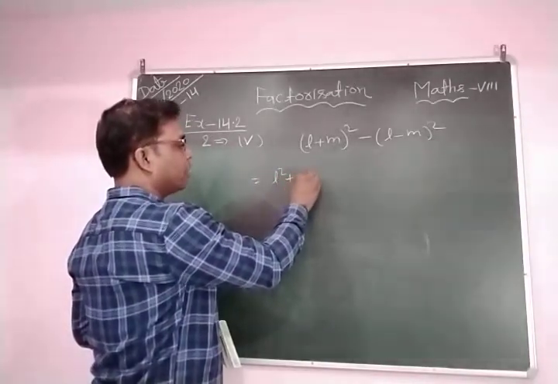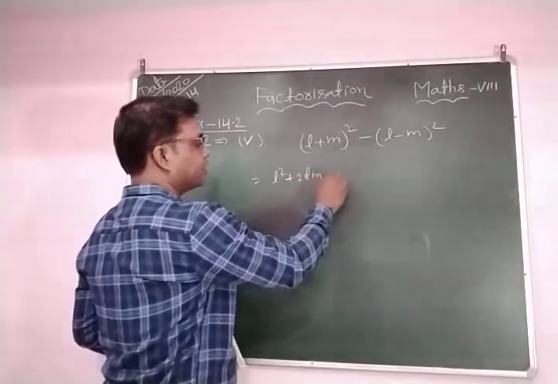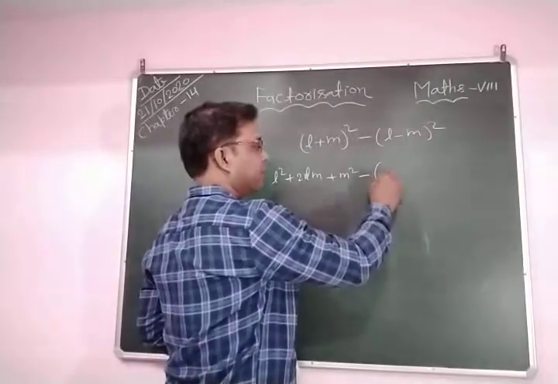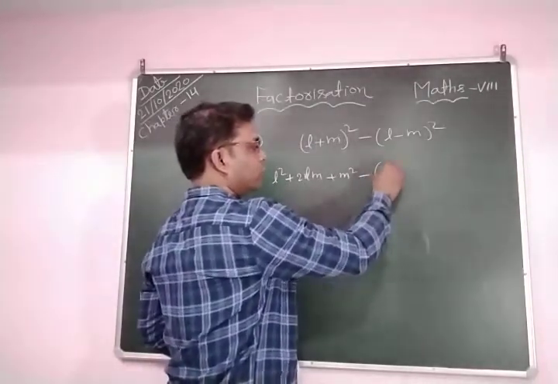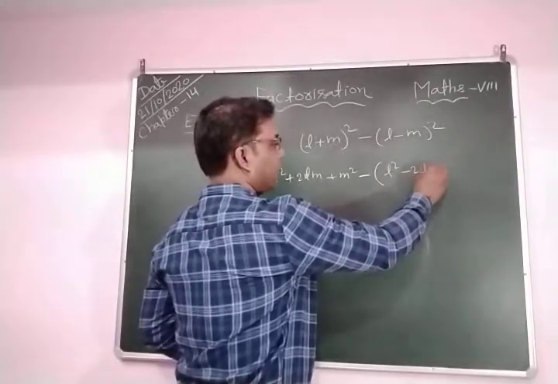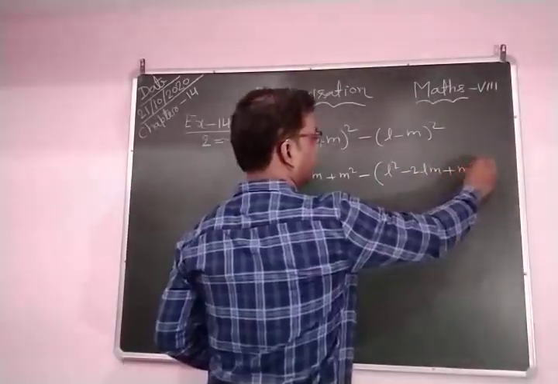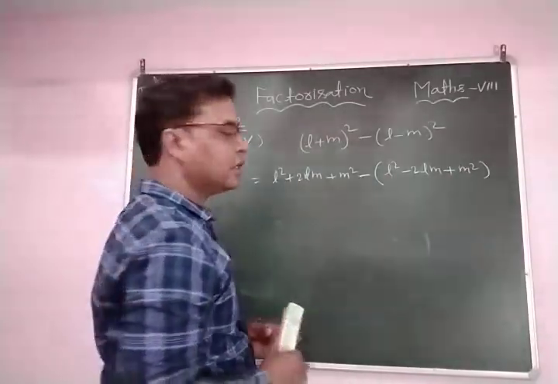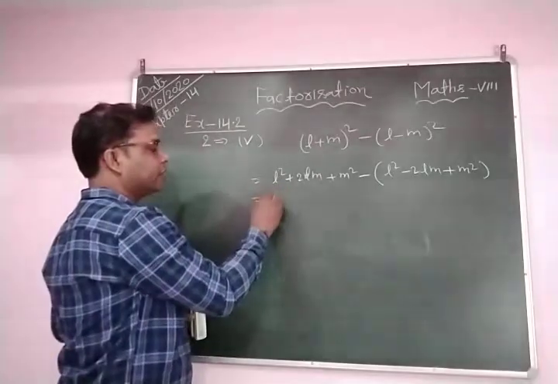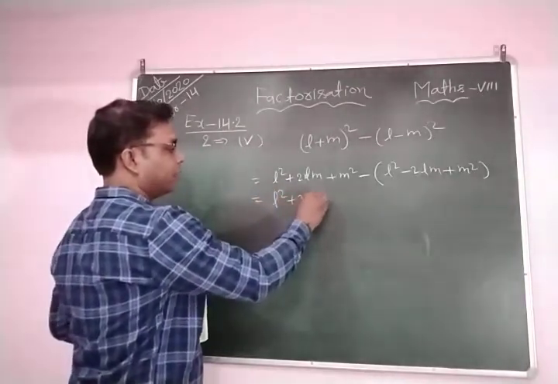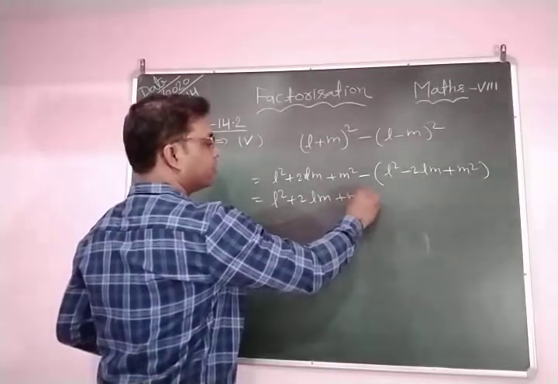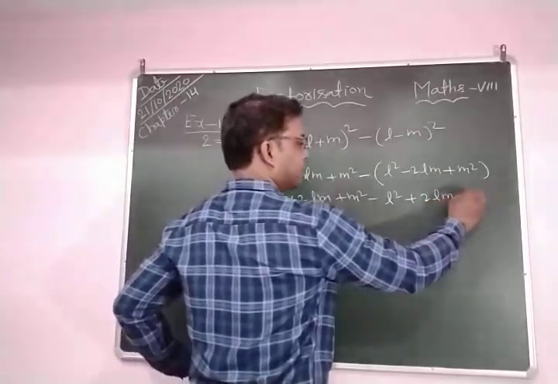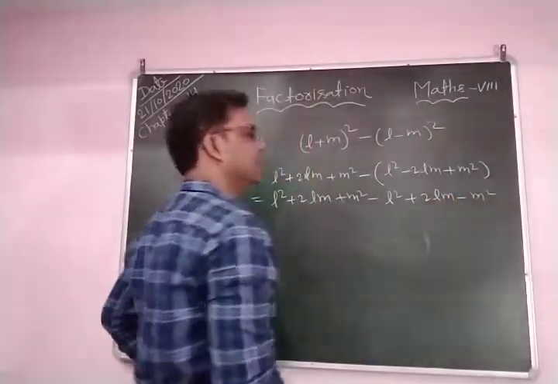Now we use these two identities here. The first identity gives l square plus 2lm plus m square, minus, we put a bracket because this is minus, l square minus 2lm plus m square. Now we open this bracket. We write as it is l square plus 2lm plus m square, minus l square plus 2lm minus m square. Clear?